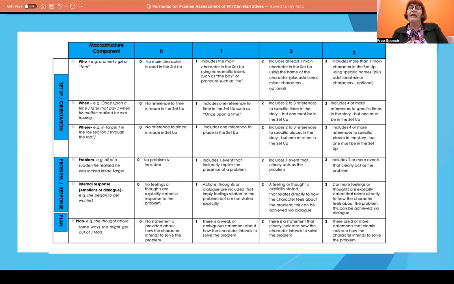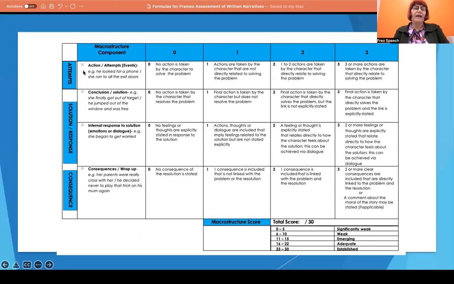Not many students use the plan, but when you see a plan, it will be something like, he decided to look at the control panel and see if there was a way that he could escape from the aliens. So it's like at a mental level, it's not actually active, it's a planning, and so you're using the cognitive verbs to plan the action that you're going to take.